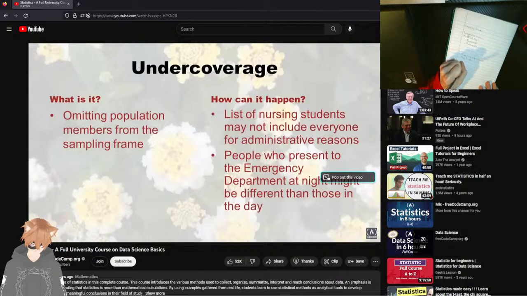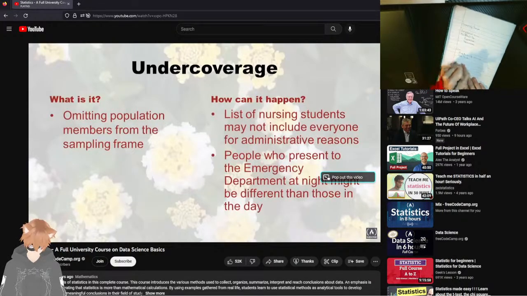And then, people who present at the emergency department at night might be different than those in the day. And so if you're really trying to sample from people who present to the emergency department, you can't just look at some small period of time. You'd have to look at the whole 24-hour cycle. So if you omit population members from your sampling frame, they don't even get a chance to be in it. And that's called undercoverage.